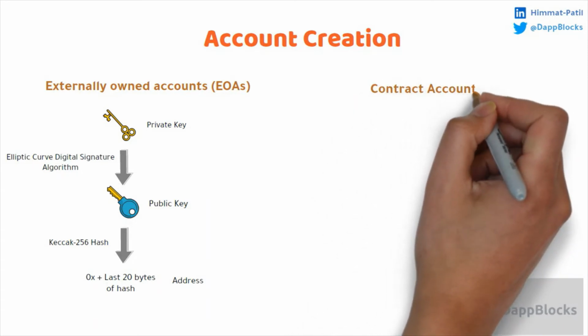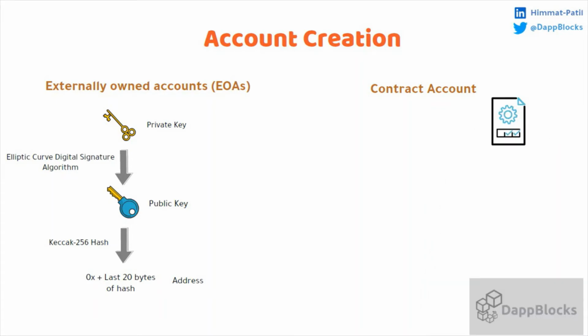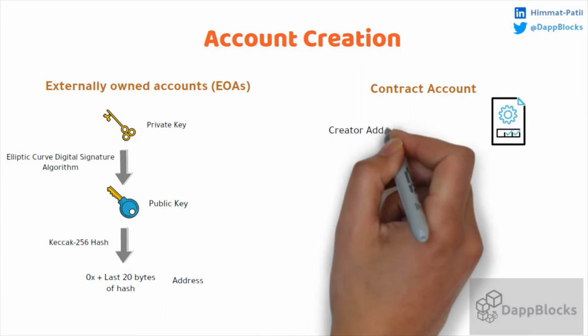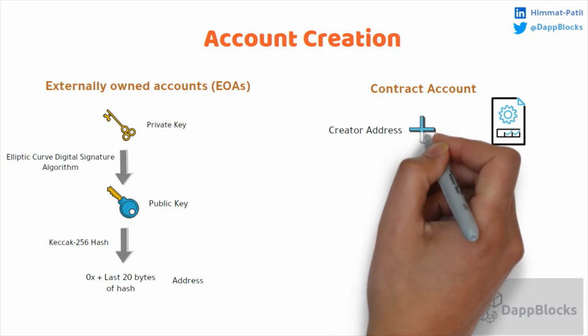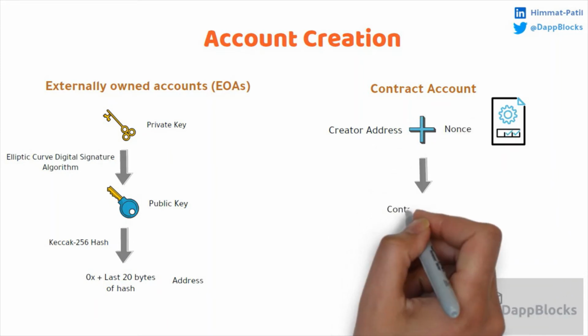Second, for contract accounts, the contract address is usually given when the contract is deployed to the Ethereum network. The address comes from the creator's address and the number of transactions sent from that particular account address. That is the nonce.